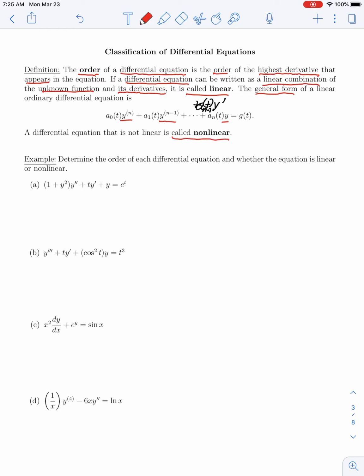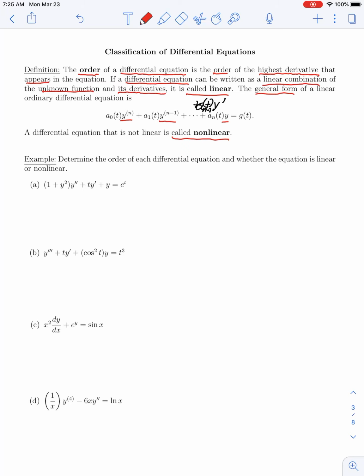Otherwise, our differential equation is called nonlinear. So what we're really looking at here to determine linearity is that we don't have any nonlinear functions in terms of y or its derivative. So that is nothing involving y squared, sine of y, e to the y, 1 over y. Anything that would be a nonlinear function of y or the derivatives of y would be considered nonlinear.